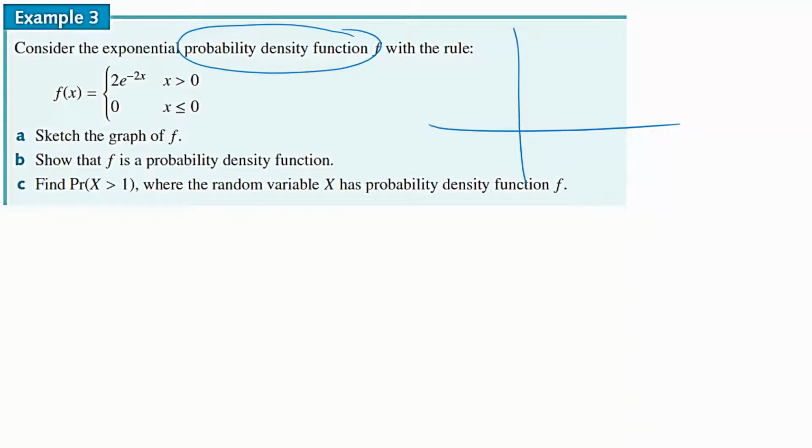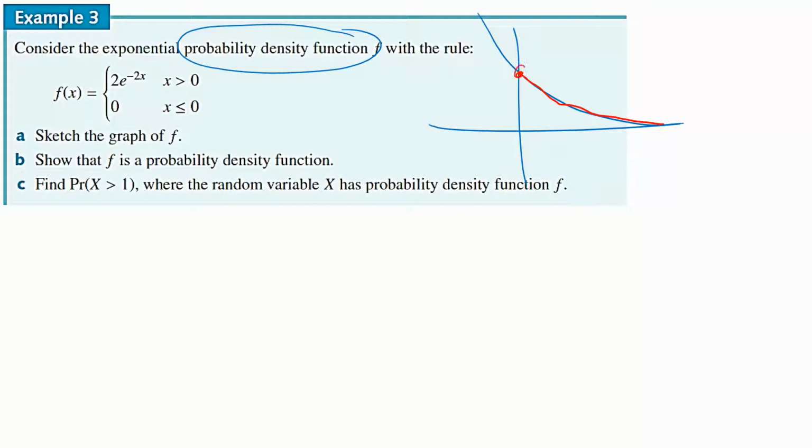We've got, when x is greater than 0, so these are my x values, I have 2 times e to the negative 2x. Now that's an exponential graph, but decaying. It's got negative x, which means reflection in your y-axis, so it drops down. So it's technically meant to look like this. But because it said x is greater than 0, I only sketch this part of the graph, not when x is 0 and less.